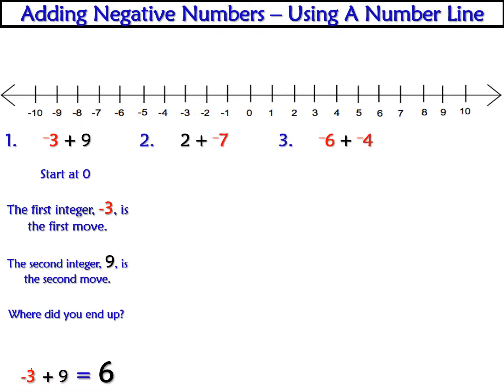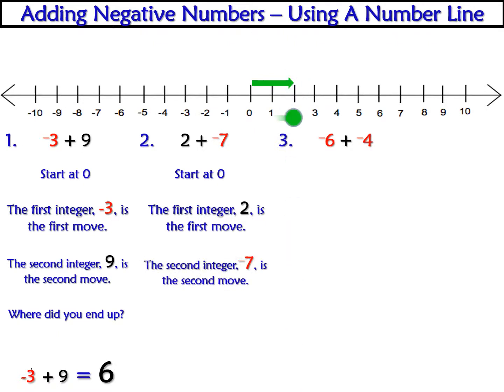In example 2, again we're going to start at 0. We're going to model what the first integer tells us to do, and since it's a positive 2, let's move 2 forward. And then we're going to model what the second integer is telling us to do, which is to move 7 backwards. So let's do it. And if you could see it, you would see that we landed on negative 5.